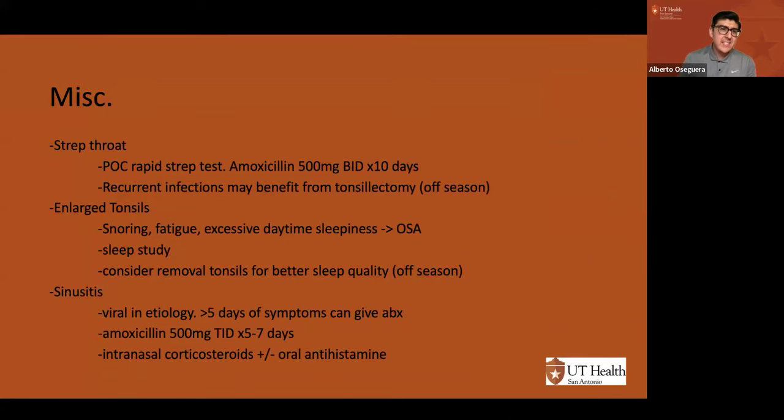I added some miscellaneous stuff because I really didn't know where to incorporate it, but this is stuff you'll see very commonly in sport, and in the general population. So strep throat, very common.